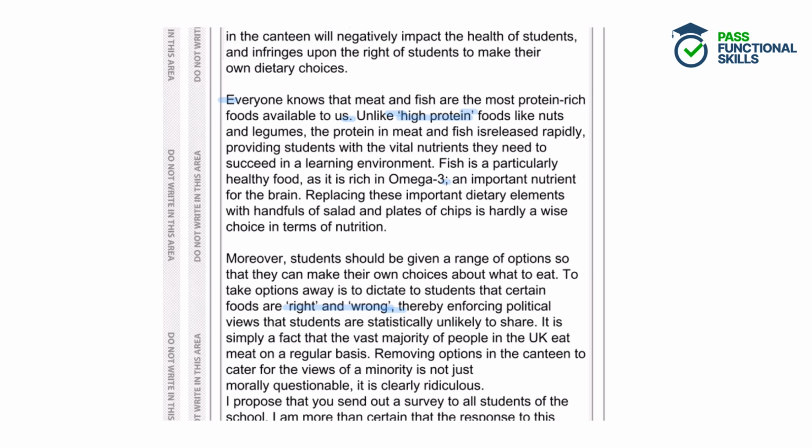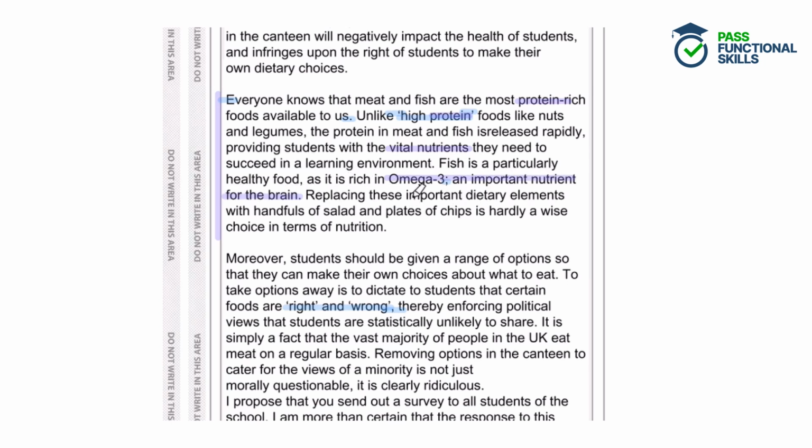So remember that all of the sentences that are in the same paragraph should be about the same thing. And in this paragraph here, for example, we are talking about nutrition, focusing on protein in the first sentence, and then explaining in further detail about protein in the second sentence, and connecting this with other vital nutrients. And then we go on to talk about these vital nutrients in the next sentence, such as omega-3, which is an important nutrient for the brain.